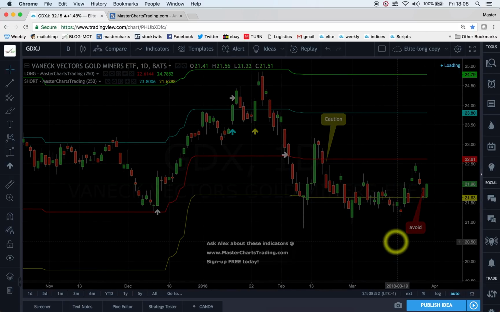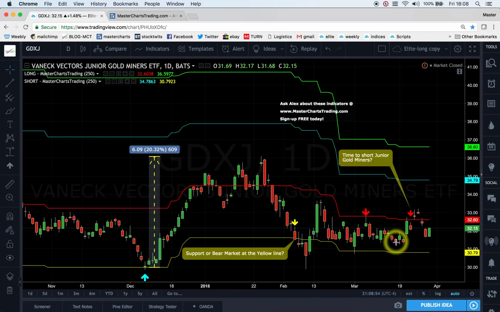Here's junior gold miners. Junior gold miners broke down even earlier. They broke down on the 6th of February. You can see a close below this yellow support line, bounces, and then potential shorting opportunities already at the red line. So overall, the gold market could be in trouble.